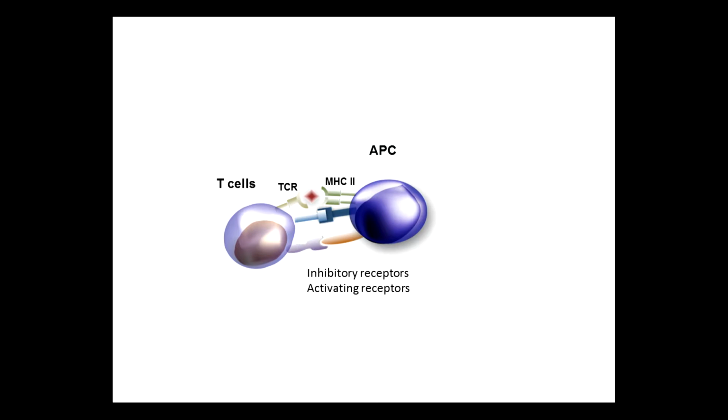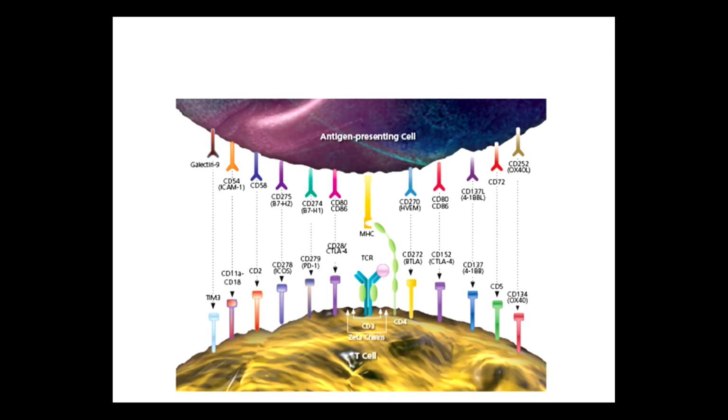So there have been many, many different receptors described that are involved in this interaction between T cells and antigen-presenting cells, like CTLA4, 4-1BB, PD-1, 2B4, OX40, etc., etc. And all those play a role in activating or inhibiting the immune responses that are resulting from this interaction.